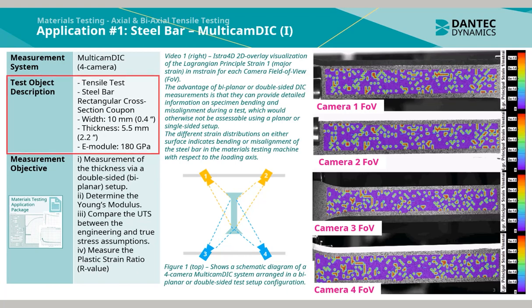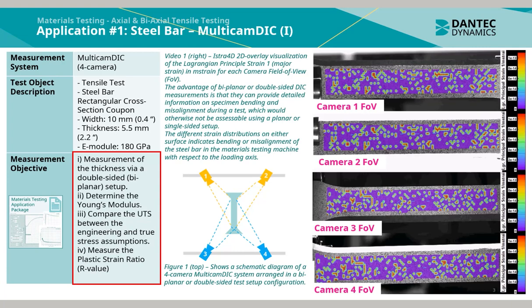The test object was a steel bar of a rectangular cross-section, the width was 10 mm with a thickness of 5.5 mm. The measurement objective was to measure the thickness of the steel bar via a double-sided or biplanar setup. The second measurement objective was to determine and measure the Young's modulus and compare it with the input Young's modulus. Measurement objective 3 was to compare the UTS between the engineering and true stress assumptions. Objective 4 was to measure the plastic strain ratio, or the R value.